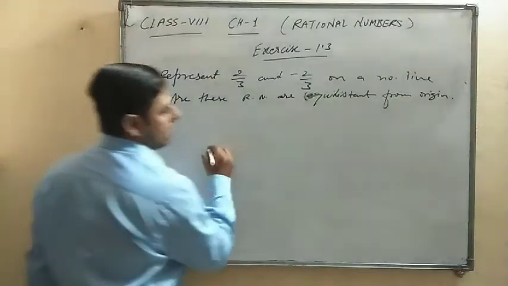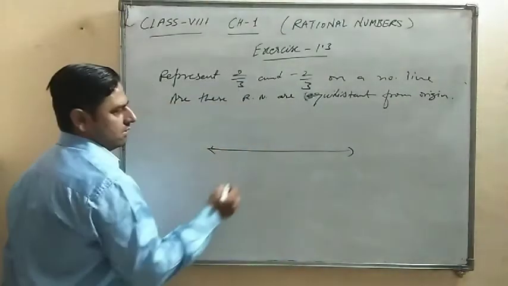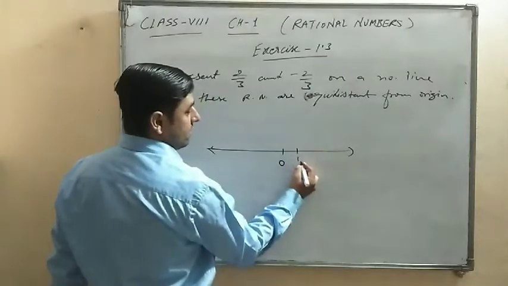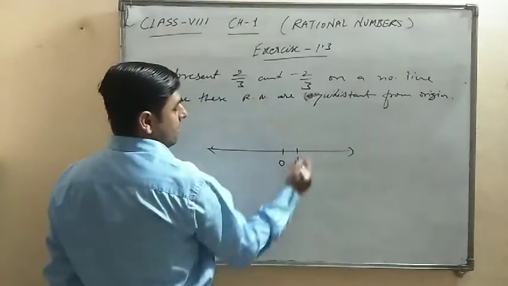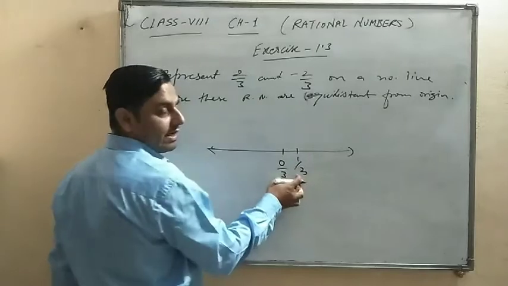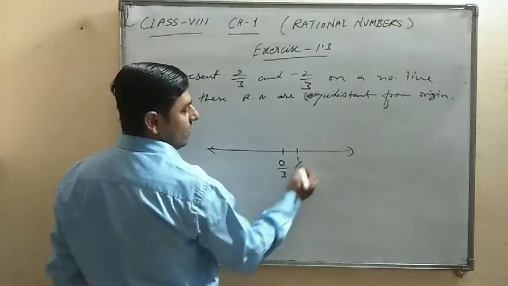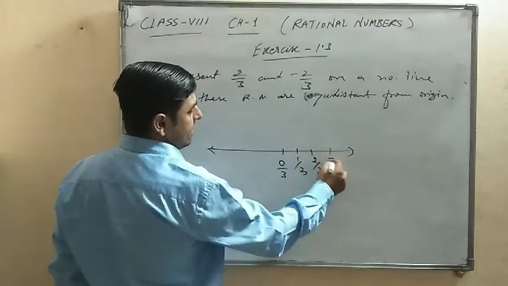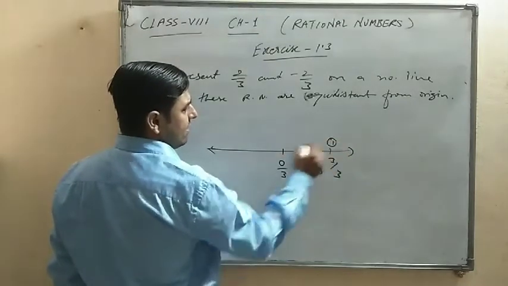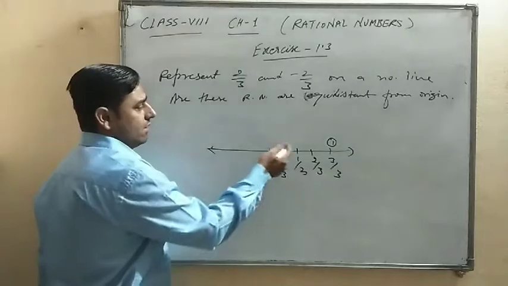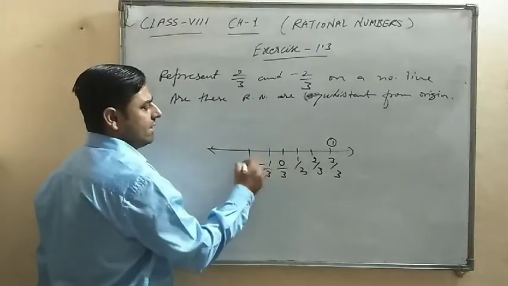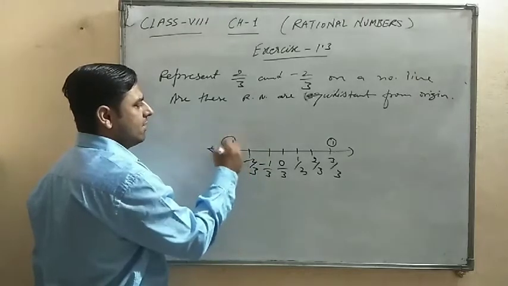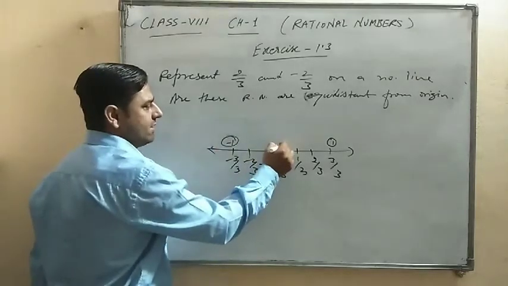So firstly we will draw a line in which the center point is 0. On the right hand side positive numbers should be there. So here we will make the denominator 3. So 0 by 3 is 0, 1 by 3, 2 by 3, 3 by 3, 3 by 3 means 1. In negative form, minus 1 by 3, minus 2 by 3, minus 3 by 3, minus 3 by 3 means minus 1. Here the center point is 0.